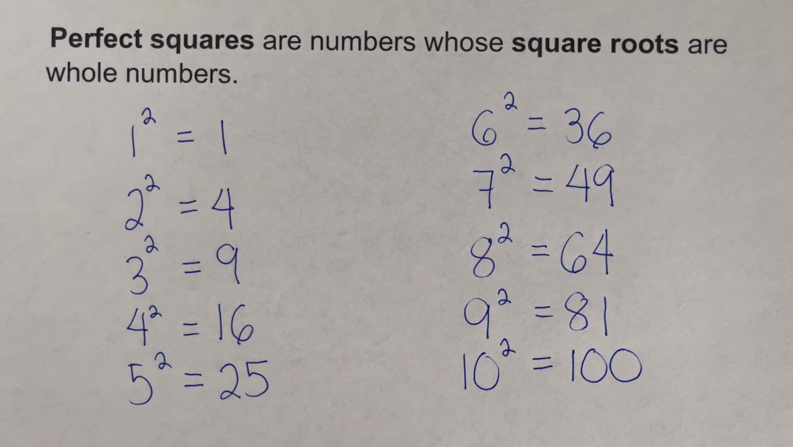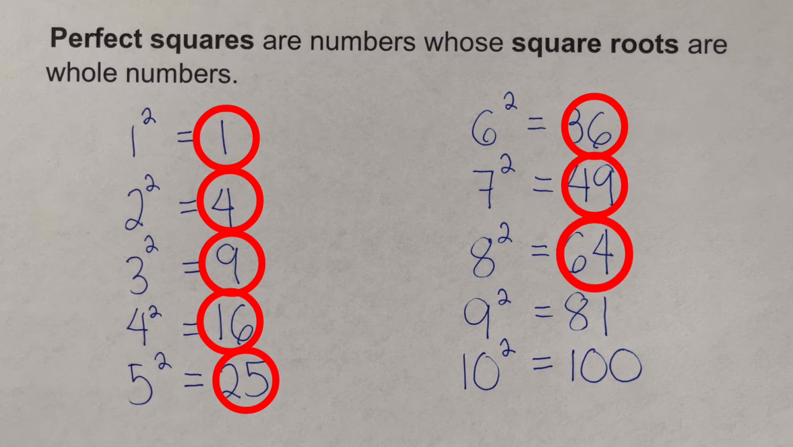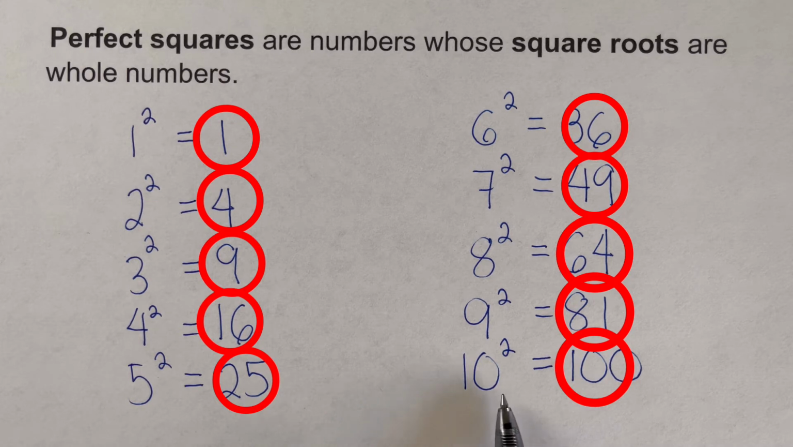Okay, so these numbers 1, 4, 9, 16, 25, 36, 49, 64, 81 are the first 10 perfect squares. Again, this list here can go all the way to infinity. I can have 11 squared, which is 121. I can have 12 squared, 13 squared, 100 squared, all the way to infinity. So there's a long list of numbers here, but I'm just showing you the first 10 perfect squares.